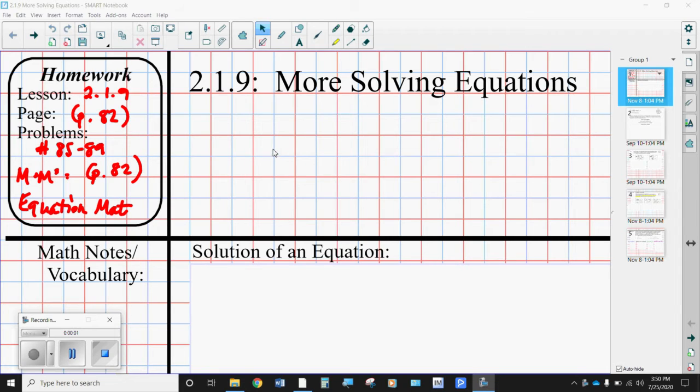Alrighty, here we are with our last lesson of Chapter 2, Chapter 2.1.9, more solving equations. And today is where we're going to, for the most part, leave those tiles behind and work on solving equations symbolically, and that is by just writing out the problems, showing the steps as you go, showing your work, and then declaring an answer. And of course, you'll want to check it.